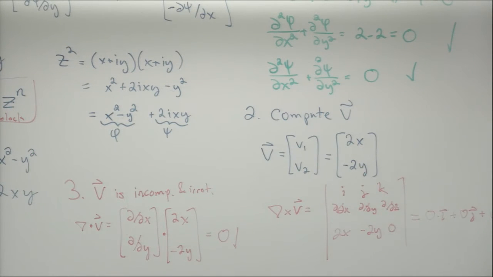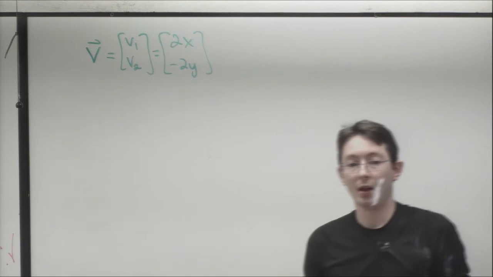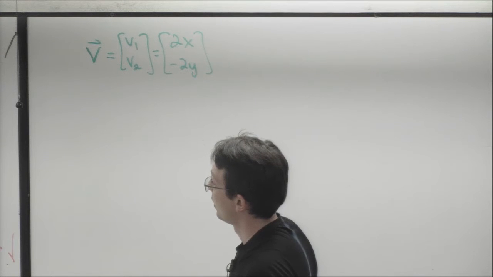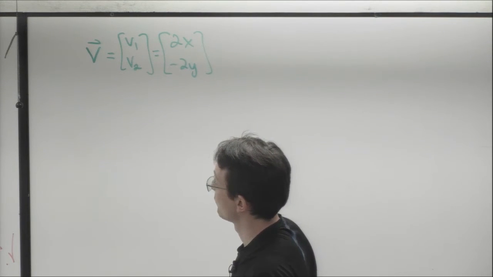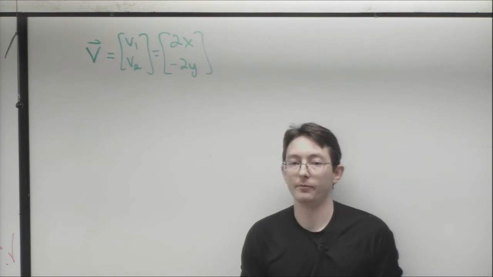Okay, so now let's actually plot this vector field, right? So we had this potential, and now we have a vector field V equals V1, V2 equals 2x, minus 2y. Okay, what is the meaning of v1 and v2? Like, what does this vector field physically mean?